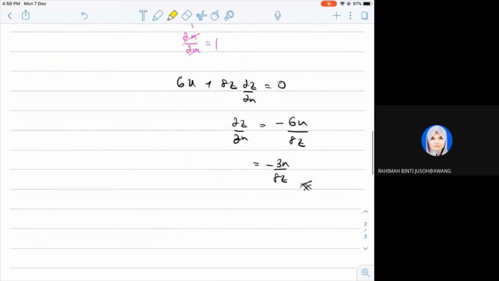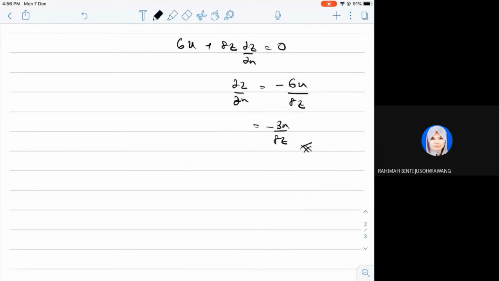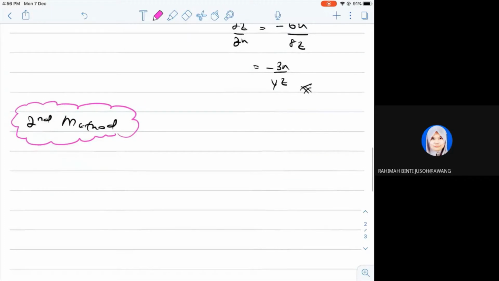Okay, the second method, kaedah yang kedua, or sometimes we call this the alternative method. For the second method, this method is much easier, guys, compared to the first method. Second method ni, and I would like to suggest my students to use second method supaya you tak tersilap bila differentiate terhadap z tu.